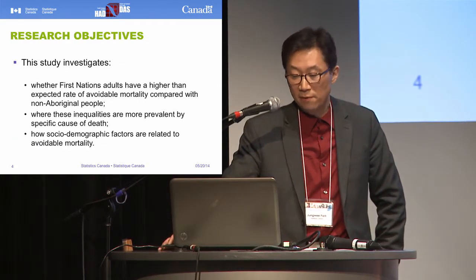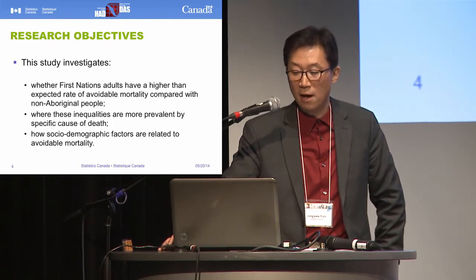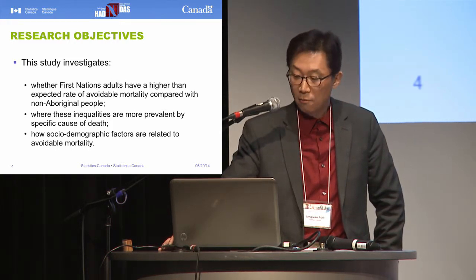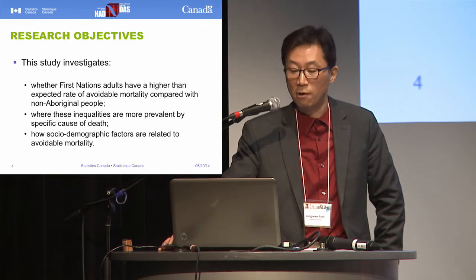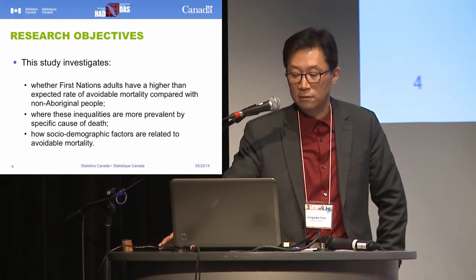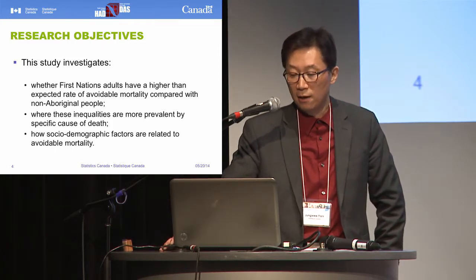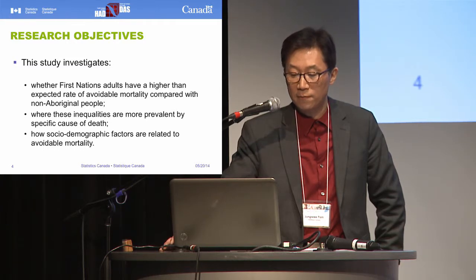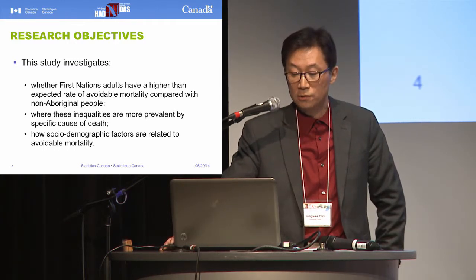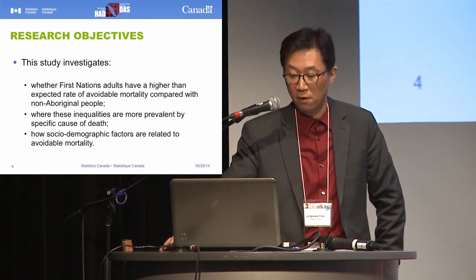The research objective is very straightforward. We'd like to investigate whether First Nations adults have a higher than expected rate of avoidable mortality when compared with the non-Aboriginal population. Second, we'd like to investigate where such health inequalities are more prevalent in terms of specific causes of death. And the last objective is how socio-demographic factors like income and education are related to the prevalence of avoidable death.